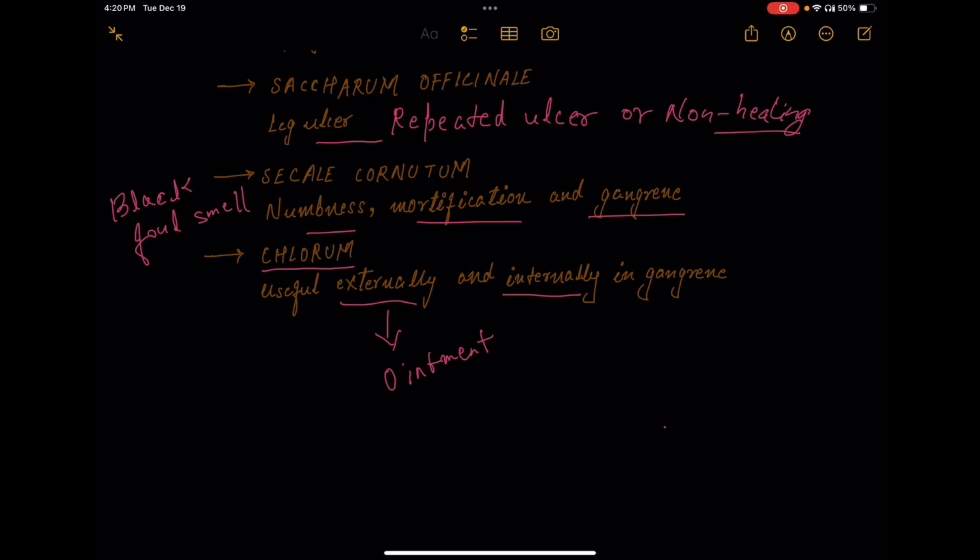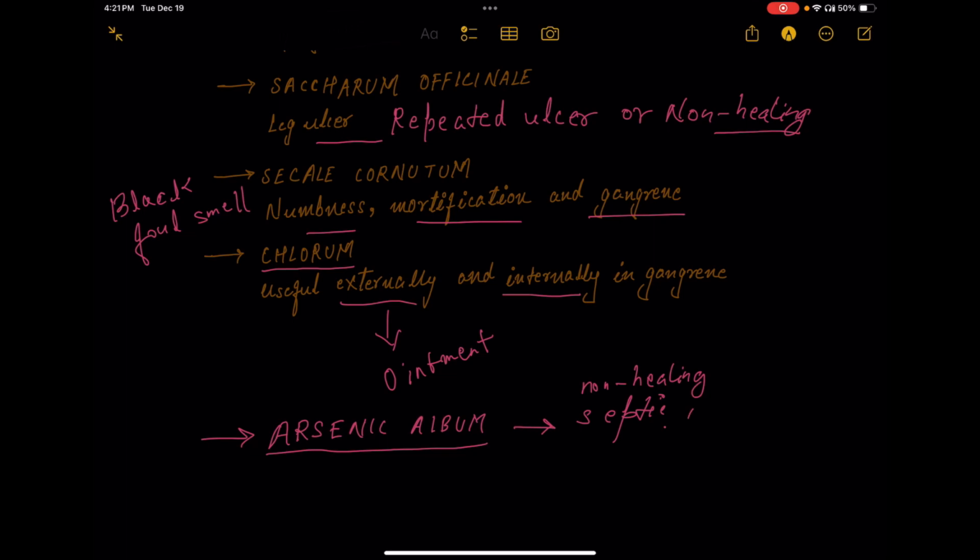And the next most important remedy for diabetic foot gangrene is Arsenic album. It is given in cases of septic infections, non-healing septic infections in the lower limb, and in gangrenous inflammations. So these are the homeopathic remedies for diabetic foot gangrene. So, this is all about diabetic foot gangrene.